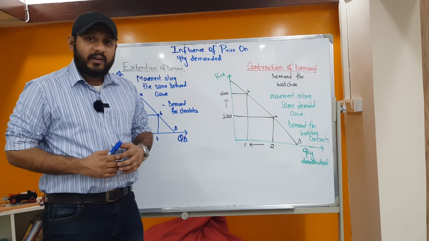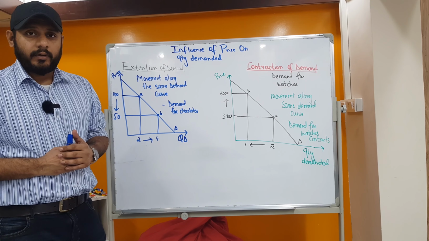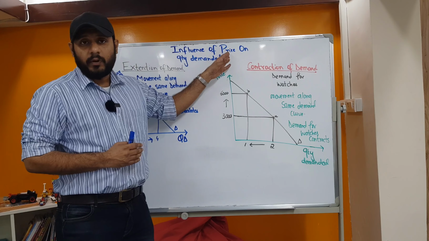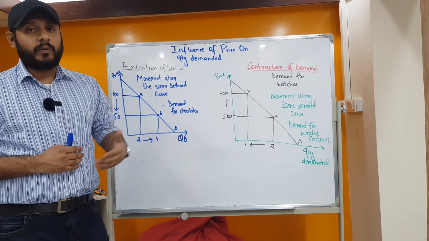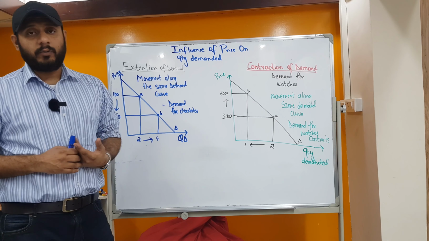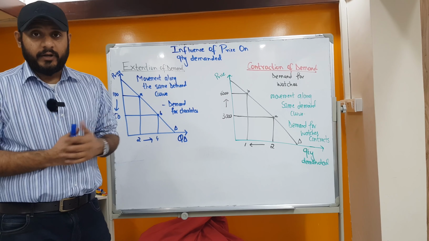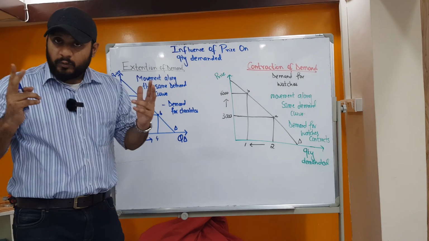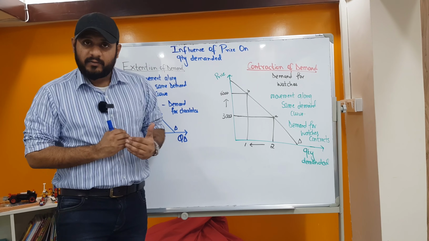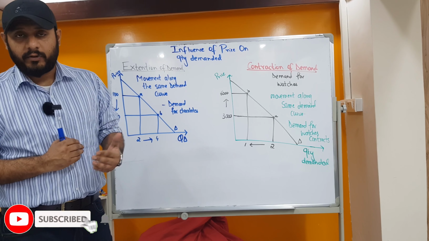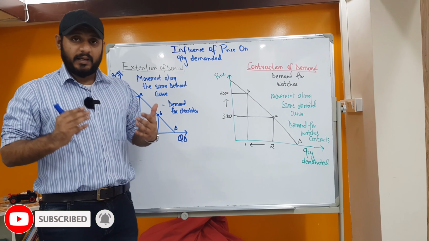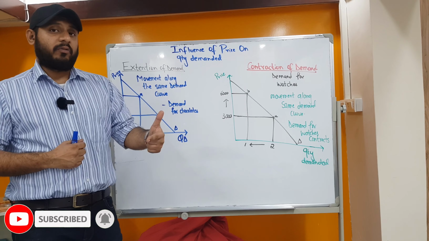Okay guys, so here we are with the diagram of how the price is going to influence the quantity a consumer is going to demand, or the quantity the consumer is going to purchase. So as we mentioned earlier, here we have two things. When we talk about how the price is going to influence the quantity demanded for a product, there will either be an extension or a contraction.